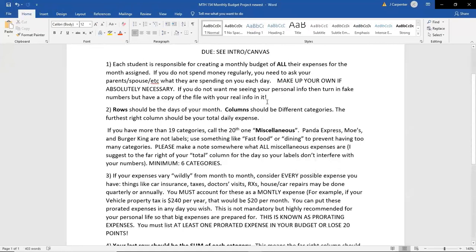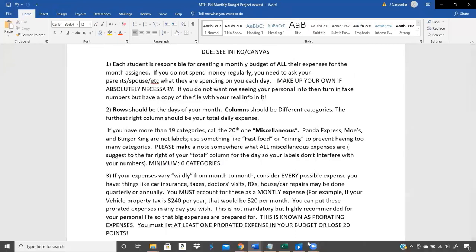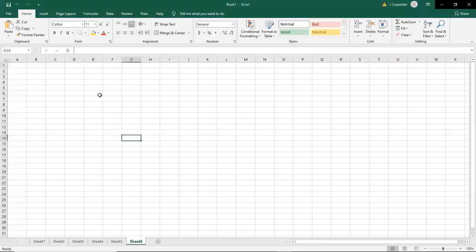Make sure you are starting with a fresh Excel file. Do not go to the internet and try and download something and copy paste it. Things will look weird. I'm not grading on colors and bolding and shading and borders or anything like that.